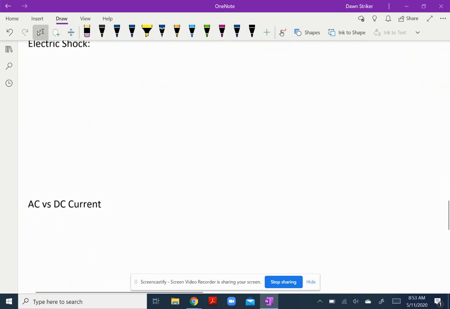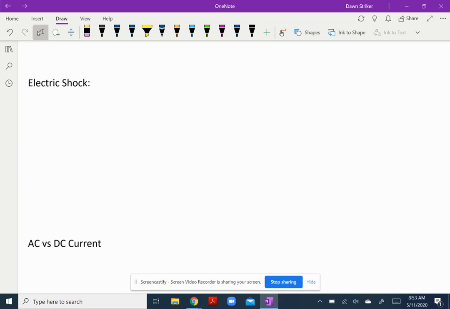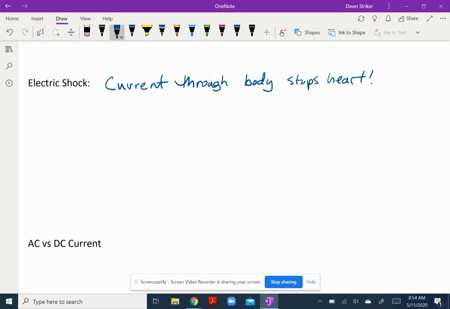All right, what about electric shock? You all probably know that if you stick your fingers in an outlet, you're going to get a shock. And that shock is going to be a whole lot worse if you have a wet body or if you just got out of the swimming pool or the bathtub. In fact, you should never, never, never have any kind of electricity around water. Really bad situation. Electric shocks are caused by current through the body. It stops the heart. So too much current is very dangerous.